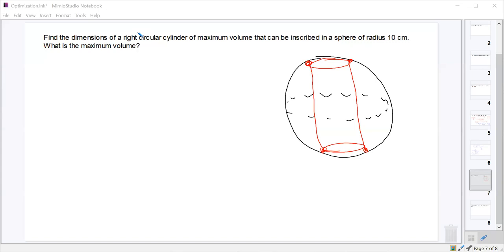So, any thoughts on how we're going to figure out what the maximum volume of this cylinder could be? What's the volume of a cylinder? Pi r squared h. Pi r squared h, okay. So there's a start. What can we do from there? What do we need to do? We need to somehow relate h and r together so we can get one variable. Any thoughts on how we might do that?